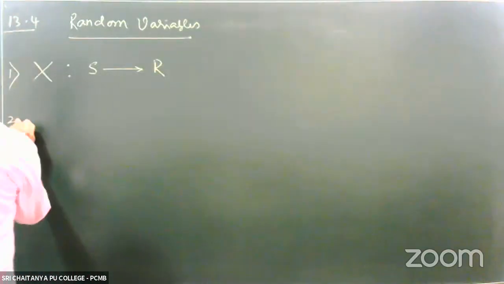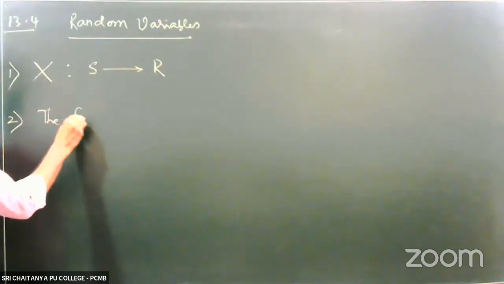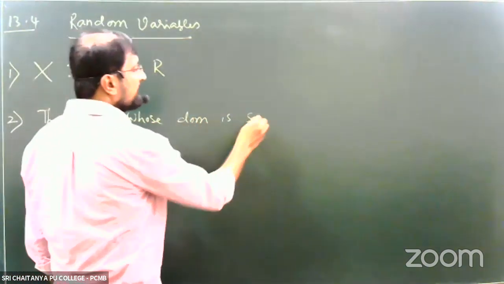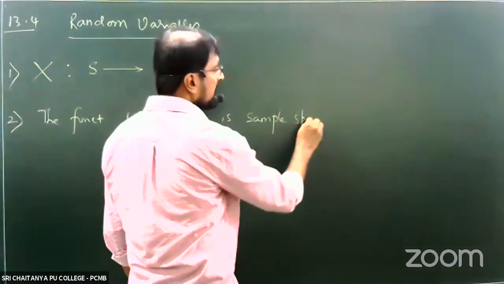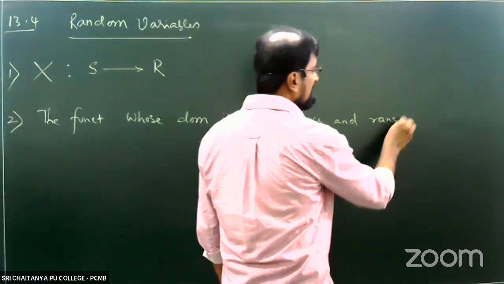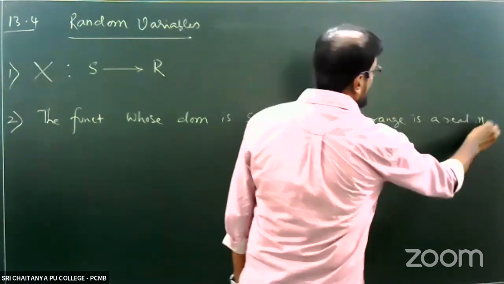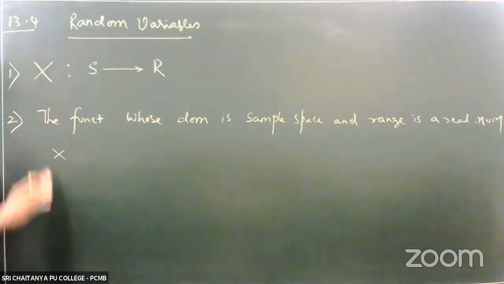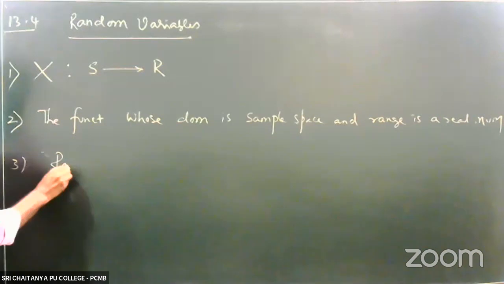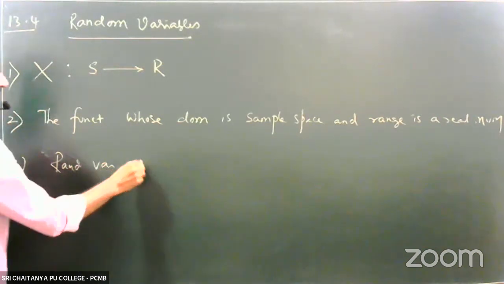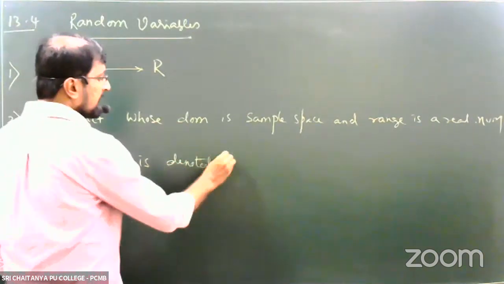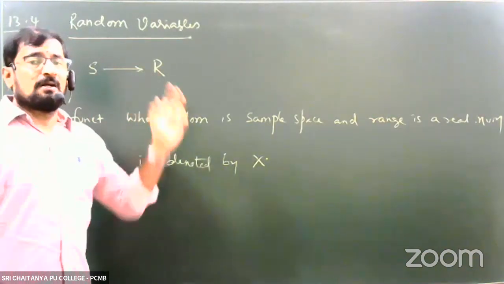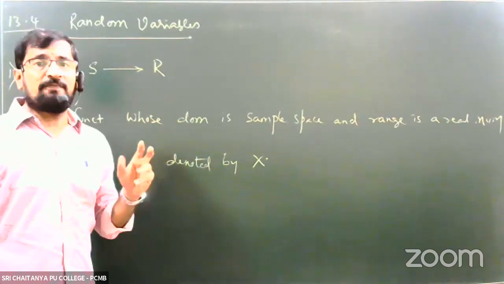That means, see here, it is a function. Now, the function whose domain is the sample space and range is the real numbers is called a random variable, and it is represented with X. A random variable is denoted by capital X. Now listen, X has some values. That means the range of X is nothing but the real numbers.